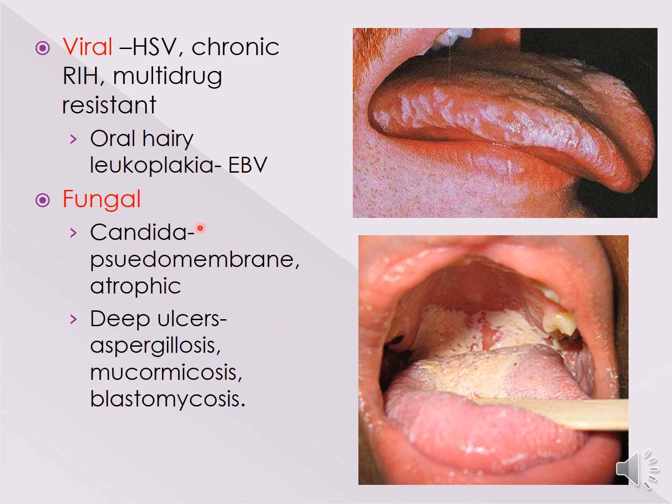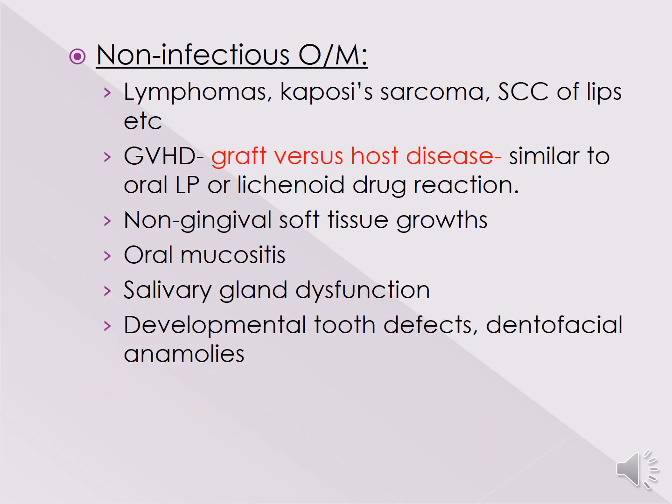Fungal infections like Candida, definitely wherever there is opportunity, Candida will appear, pseudomembranous type or erythematous type, or even deep ulcers like aspergillosis, mucormycosis, blastomycosis, which are generally not common fungal infections and only happen in patients who have an underlying immune deficiency condition. There could be other non-infectious oral manifestations like malignancies developing as a result of the transplant itself, or as a result of pre-transplant conditioning therapy, or post-transplant medication given. For example, lymphomas, Kaposi sarcoma, or even squamous cell carcinoma of the lips.